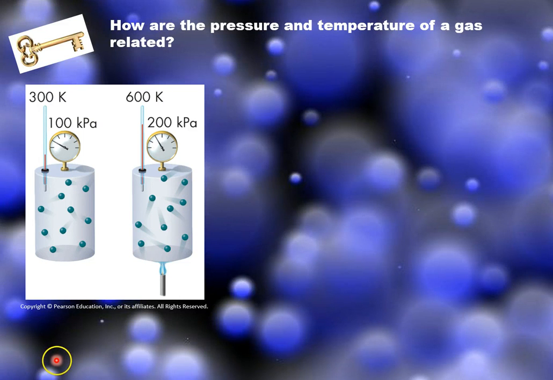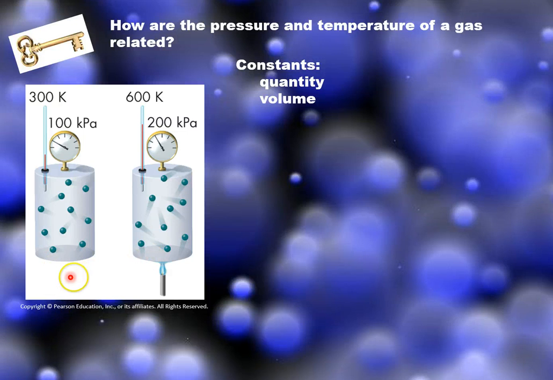Now let's take a look at the pressure and the temperature of a gas. How are the pressure and temperature of a gas related? Well, take a look at our constants now. What are our two constants? Well, the one that has been a constant all along is the amount. So we have the same number of particles in each of the containers. But then if you notice, we see that the volume is exactly the same.